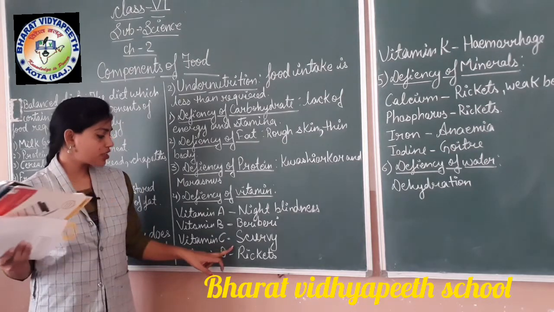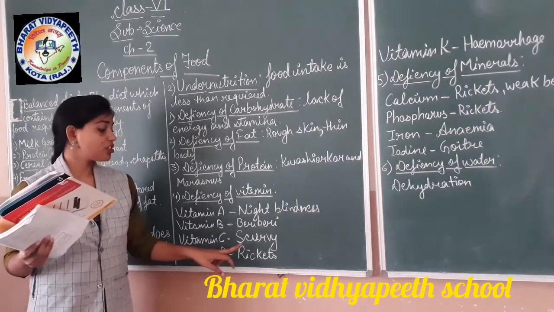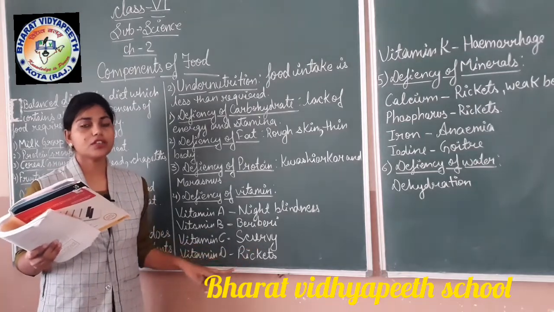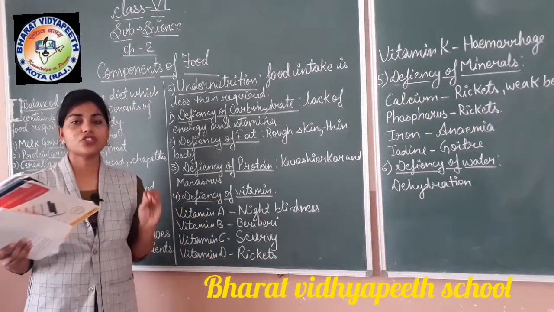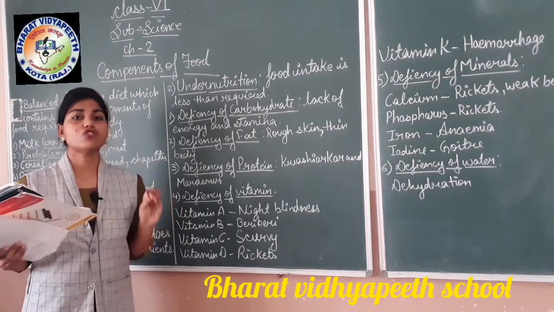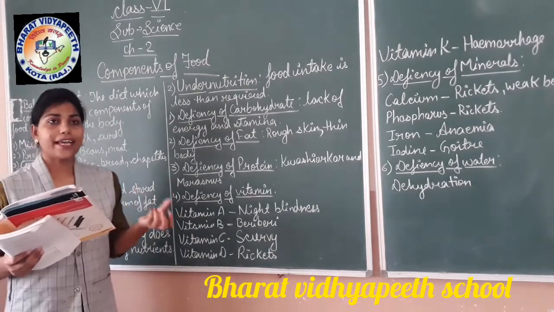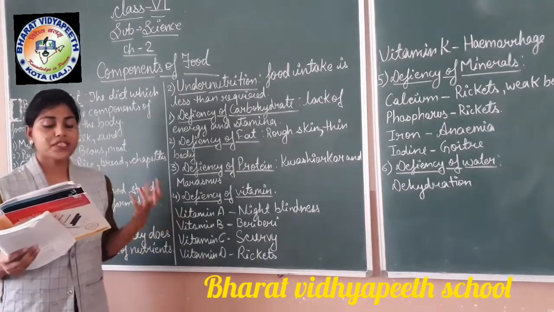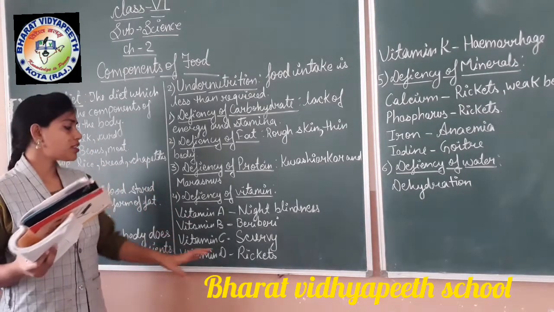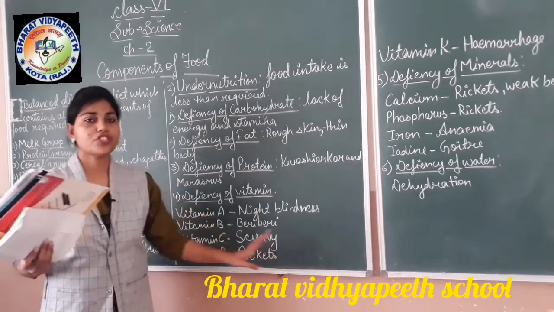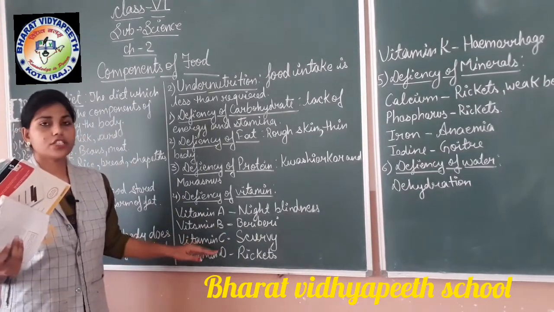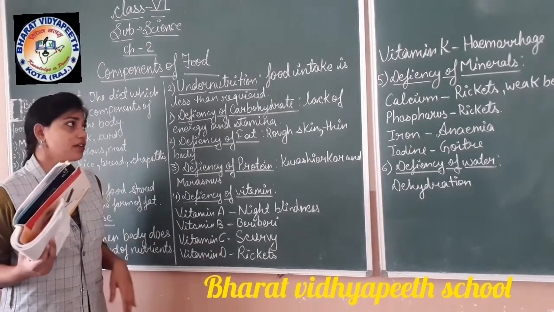To increase vitamin C in our body, we should always eat citrus fruit. Citrus fruit means fruit which contains citrus, like lime, orange, grapes, lemons and tomatoes. All these are included in citrus fruit, which increases the quantity of vitamin C in our body.